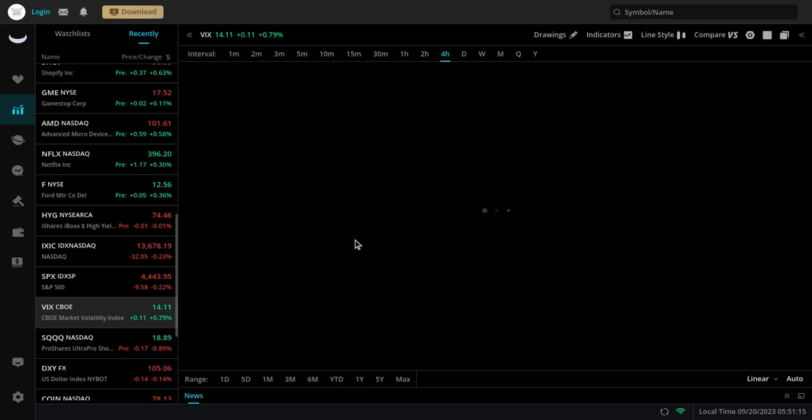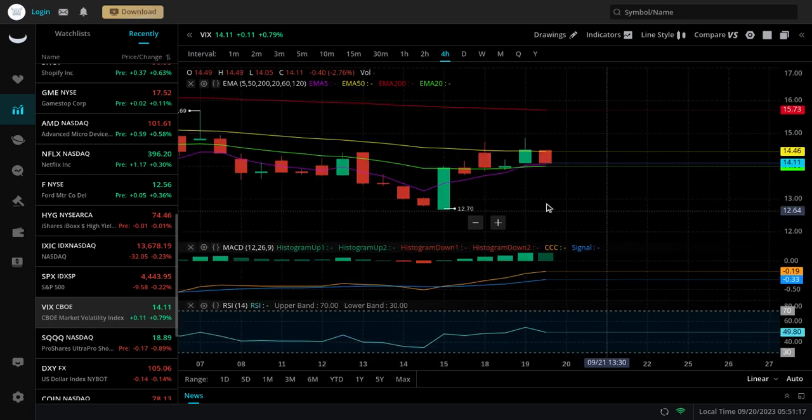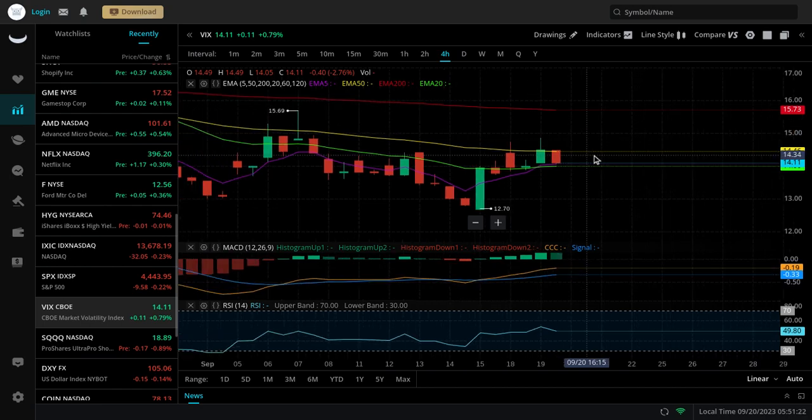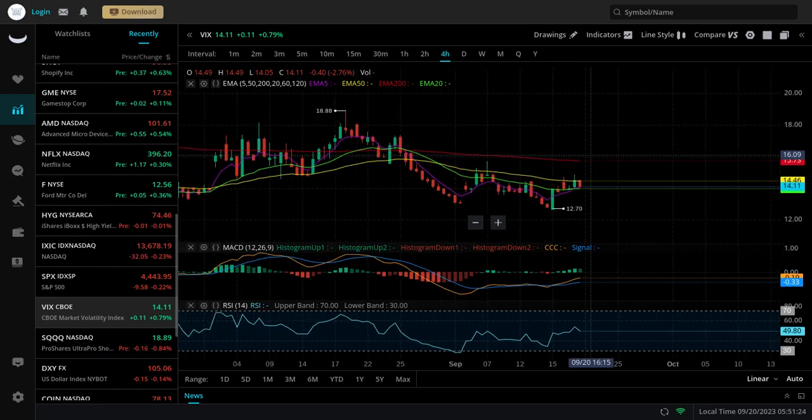With that said, the VIX, we're going to be watching to see how this opens. If this thing tries to gap up or something, then there's going to be a chance of it coming back down to fill its gap. And as of right now, it's not really open. We're going to be waiting for this.